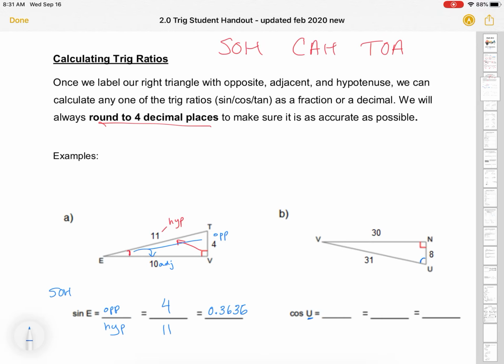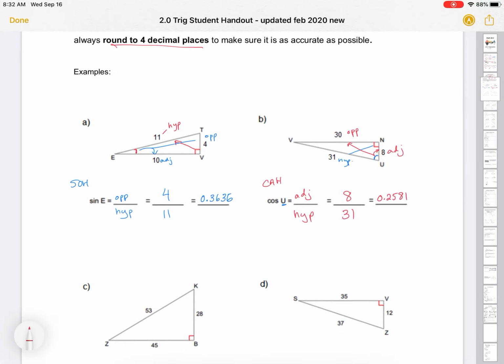Cos, and it's cos of U, so find your angle. That's our angle of interest. Our hypotenuse is 31, our adjacent is 8, and our opposite is 30. Cos is adjacent over hypotenuse, Cah, right? So adjacent was 8 and hypotenuse was 31. If you write that out, it helps you remember. And when we write our 4 decimal places, it's 0.25806, so we can round that to 0.2581.